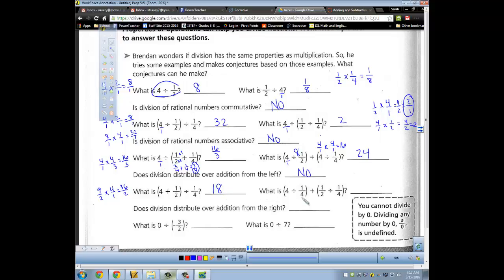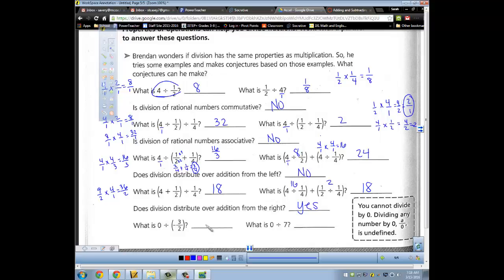Then I have 4 divided by 1/4, which I know is 16. I found that right here. 1/2 divided by 1/4, which I found over here was 2. 16 plus 2 is 18. So that did work. So you can distribute, if you have something in parentheses with addition or subtraction, something on the outside that says divide by something, but that divide by something is on the right, then you can distribute that through and it's going to actually work.